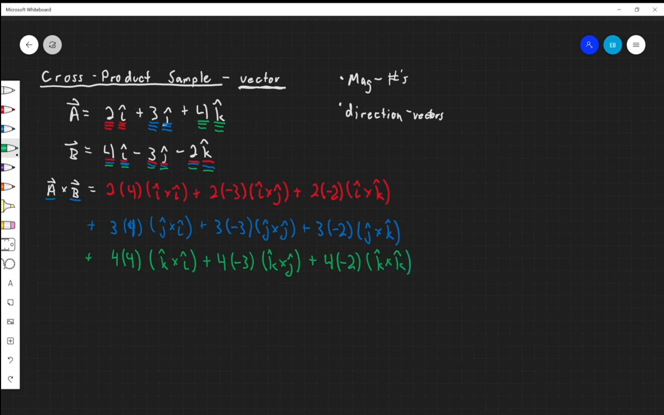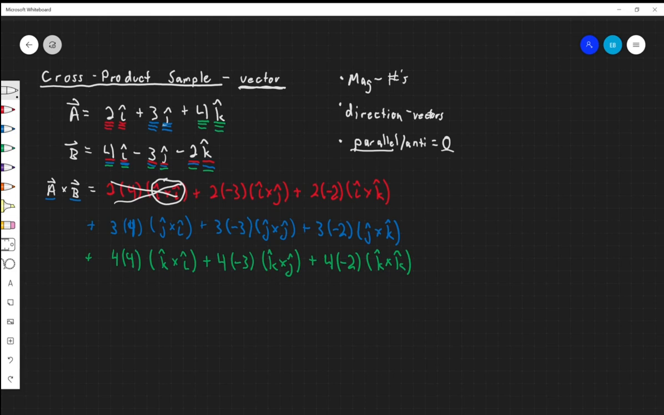Okay, so I've got a bunch of numbers here. I've got 9 different numbers. I need to actually start multiplying these together and get out some vectors. First thing I can notice, and this is a general rule for cross products, if vectors are parallel or anti-parallel, then their cross product is 0. So this I cross I goes to 0 because these unit vectors are parallel. Parallel cross products are 0.